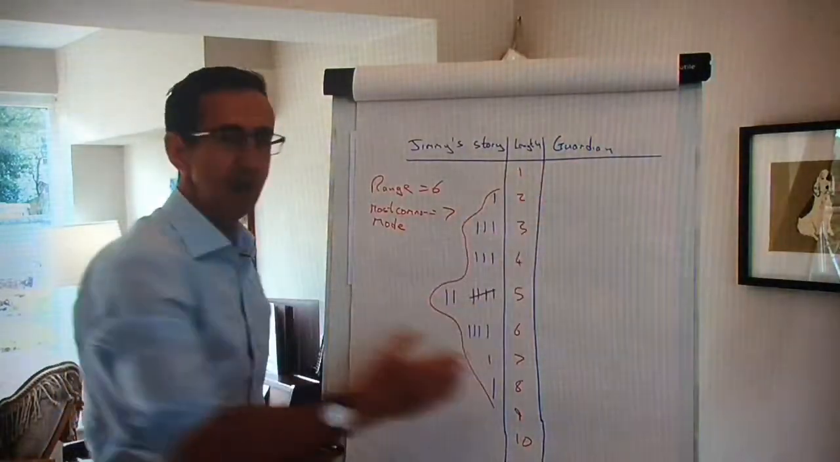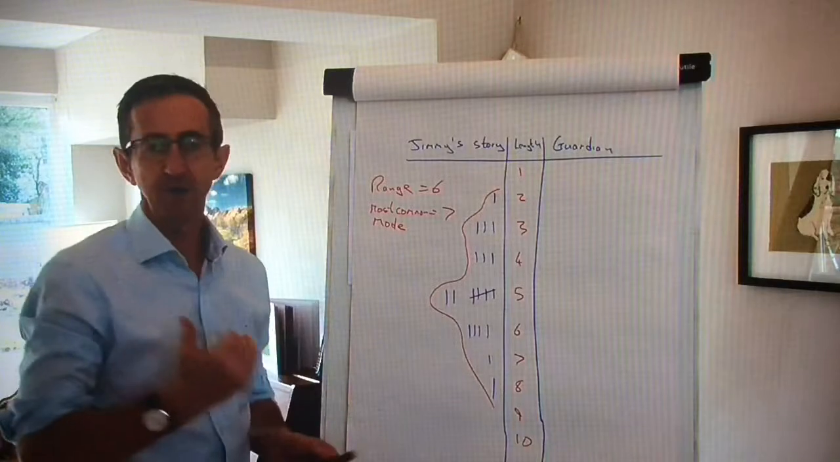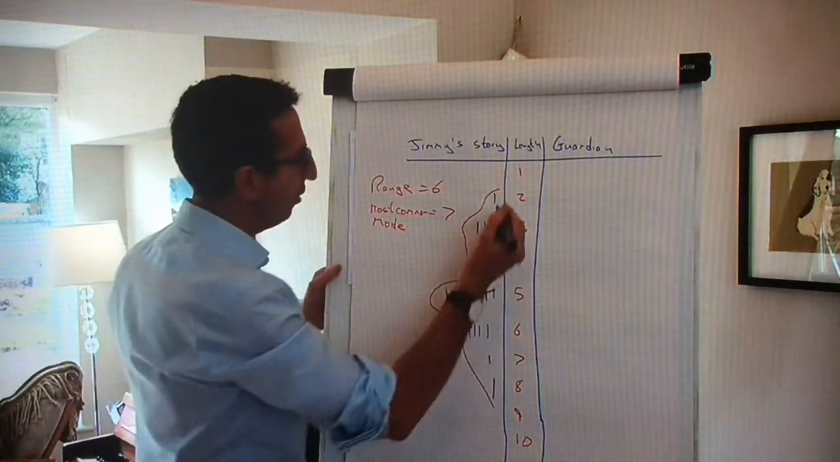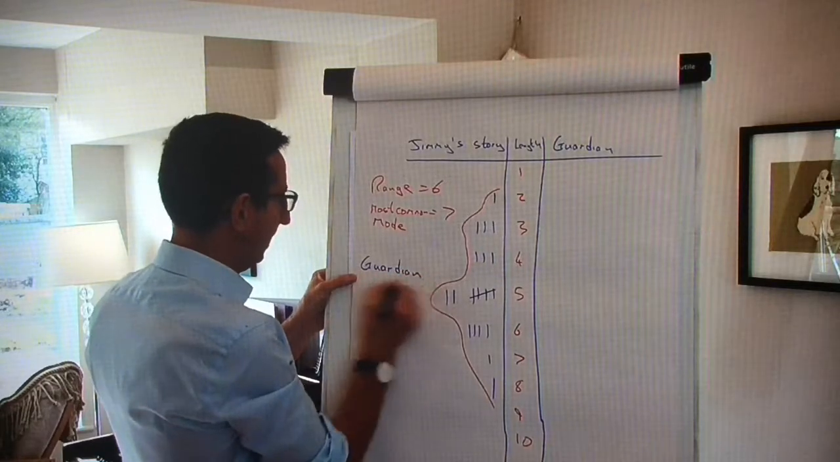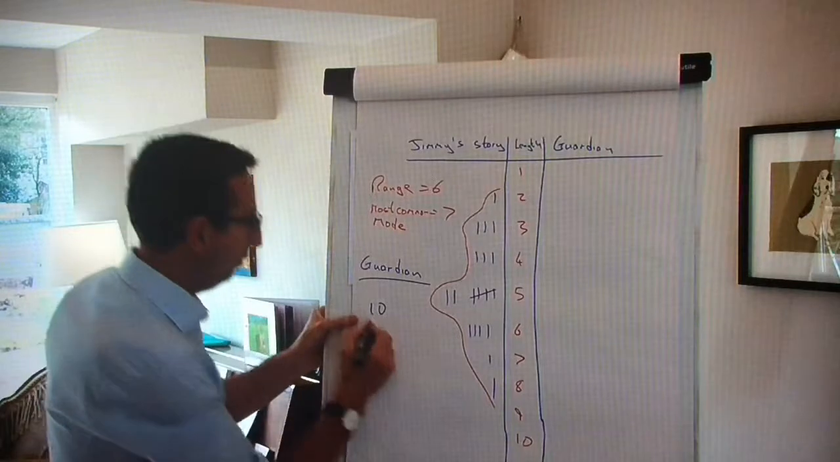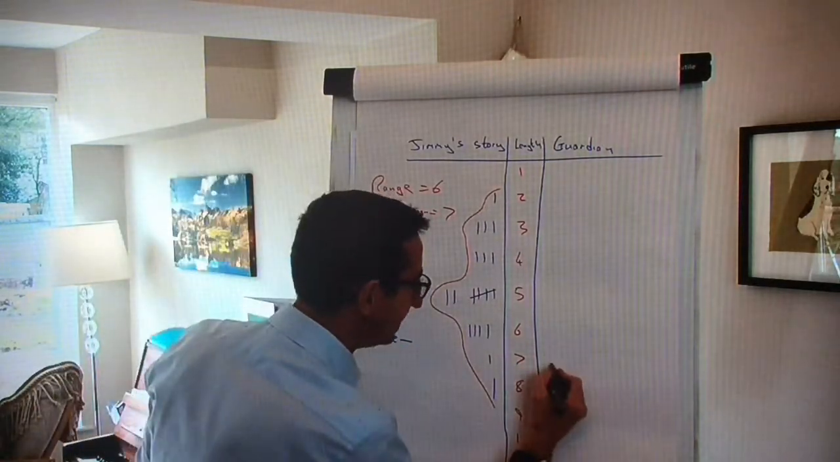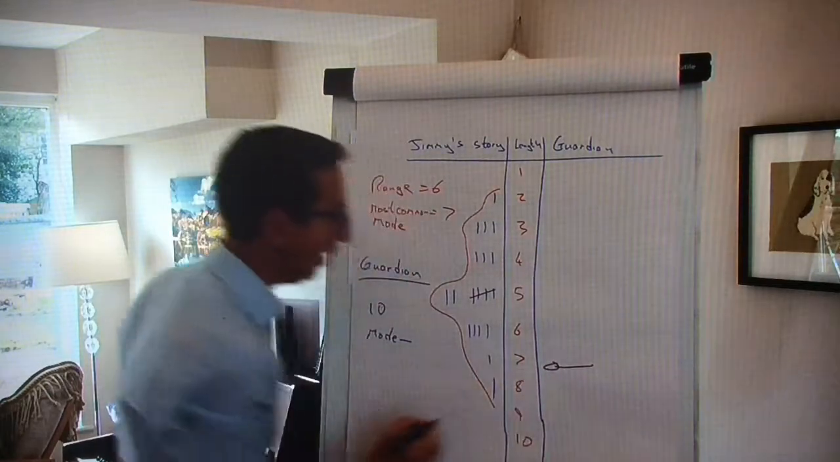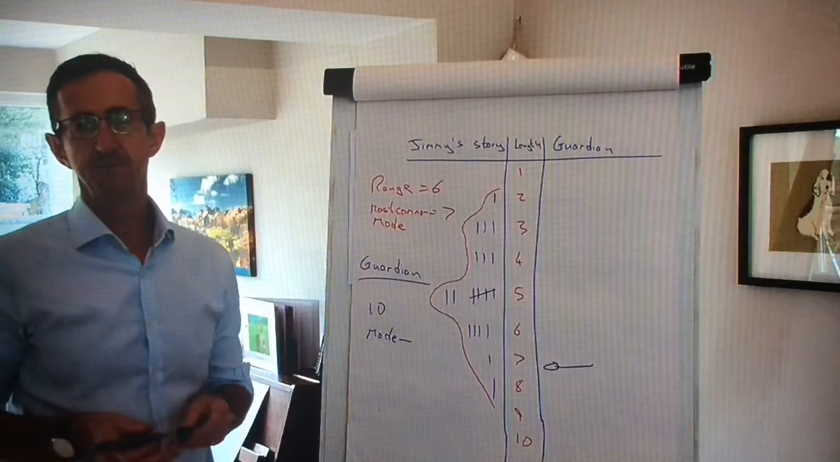we're going to do the Guardian now. Let's make some predictions about the range of the Guardian. And they might say, oh, the range is going to be much bigger. So they'll say, I think the range will be 10. And you say, okay, what about the mode? And usually they predict that the mode is going to be somewhere here, much bigger than the mode of Jimmy's story.